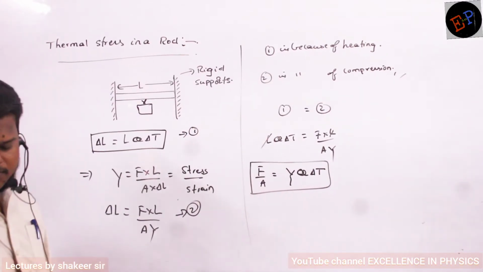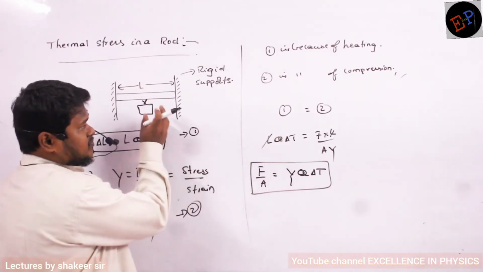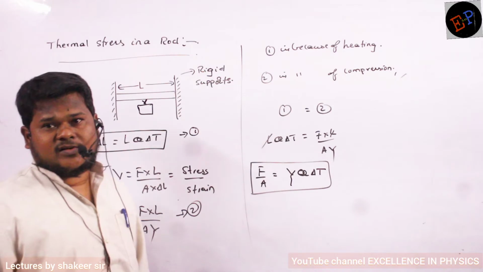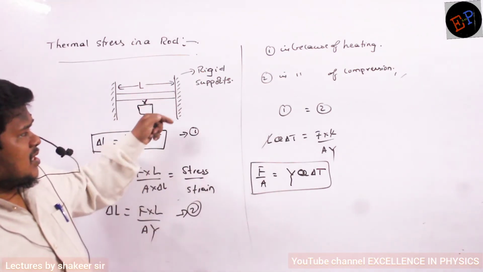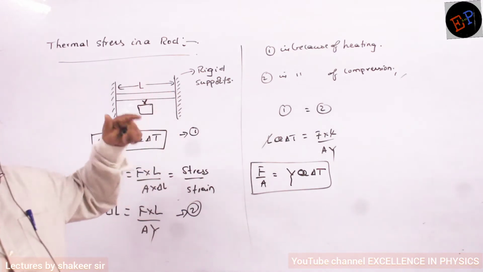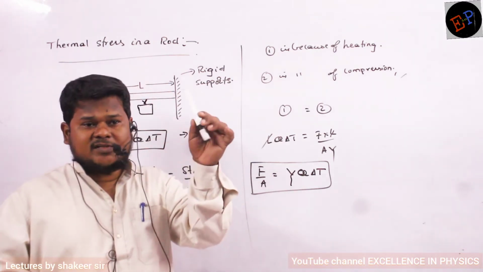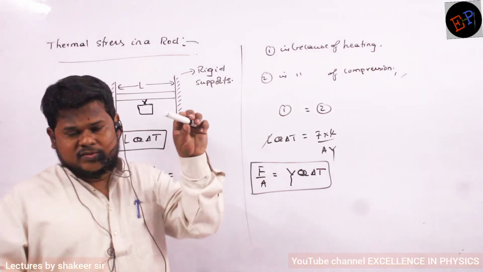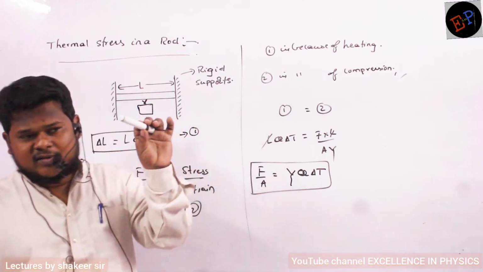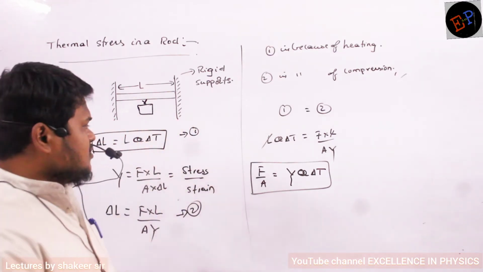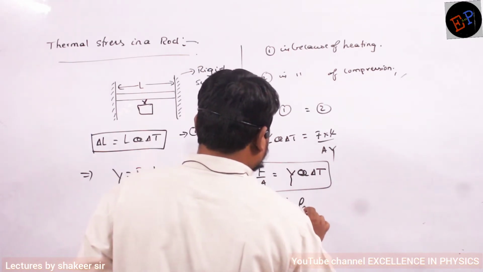So what is meant by F per unit area? The tension developed in the rod is called F here. Force developed per unit area, so the cross section of the rod will be there. A is the cross section of this rod. If you look at the rod from this side, you will see a circle. That circle area is called the area of cross section. Understood? So write down: F is called the thermal force developed in the rod.